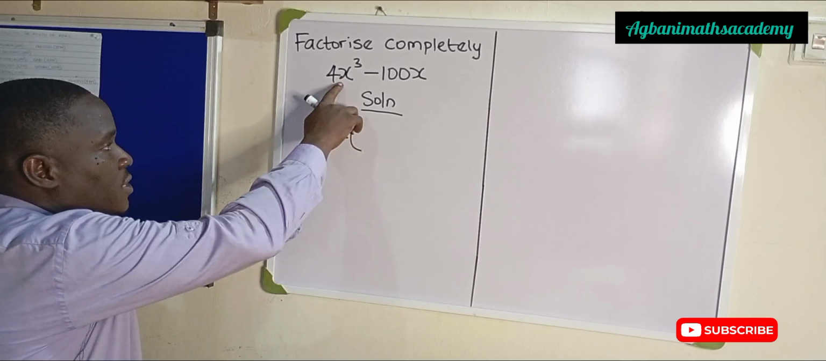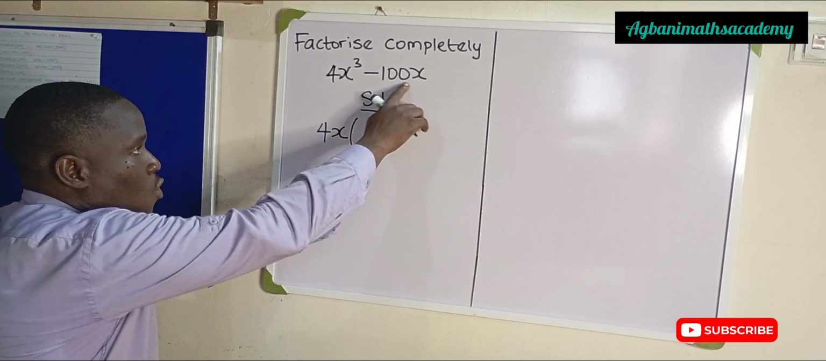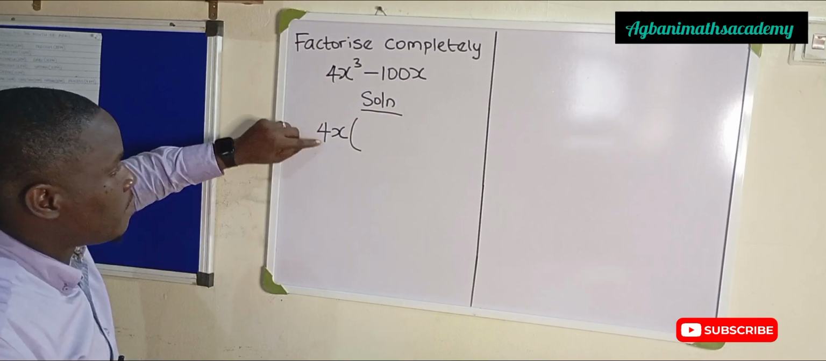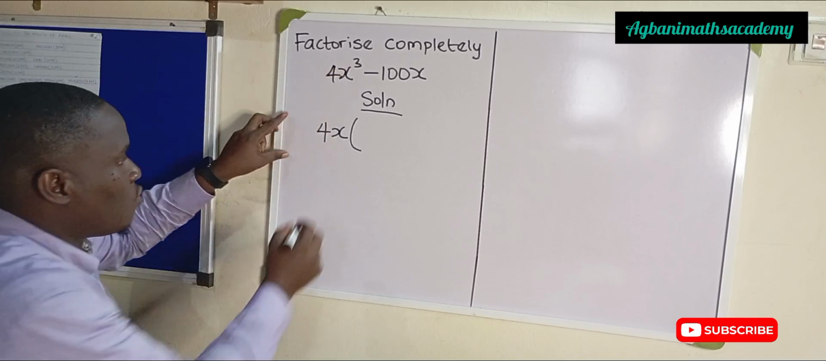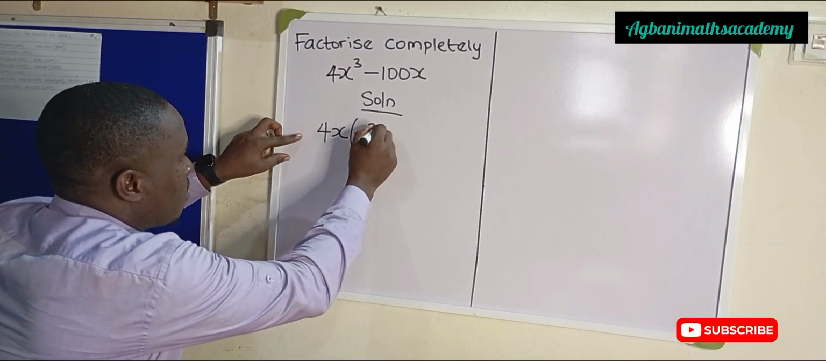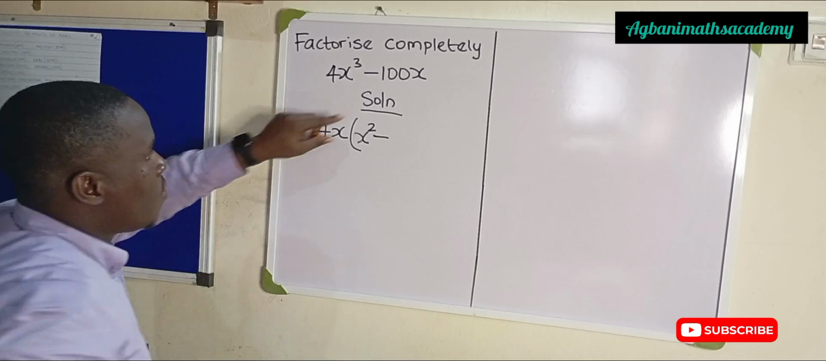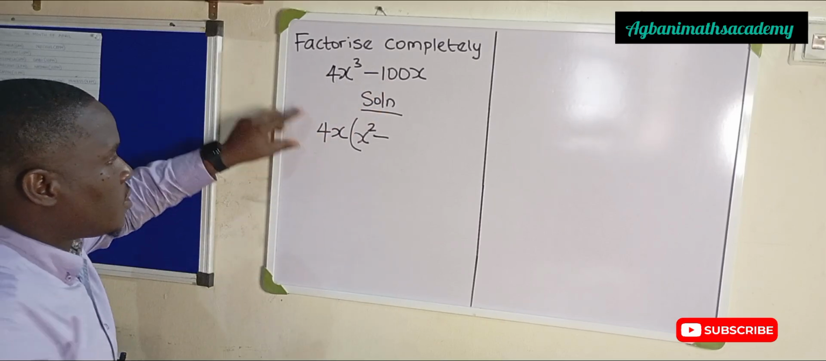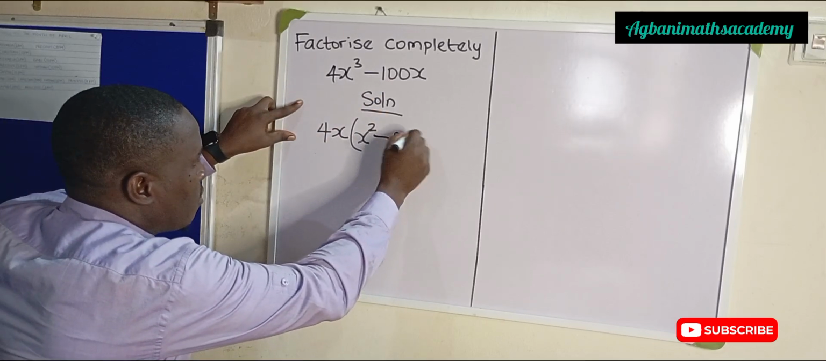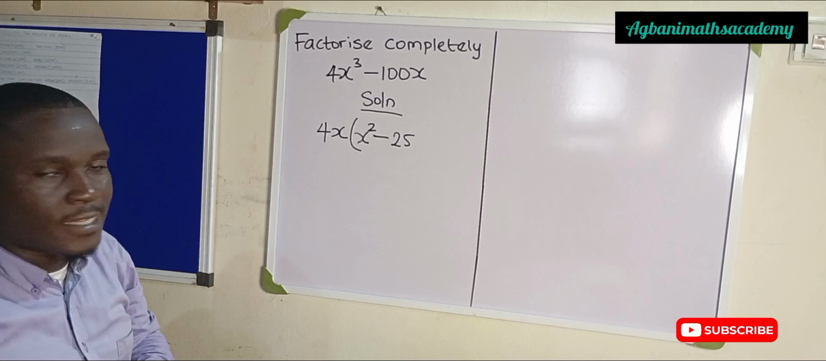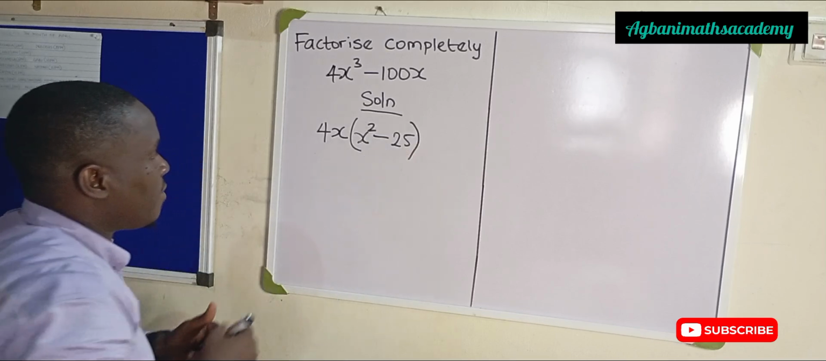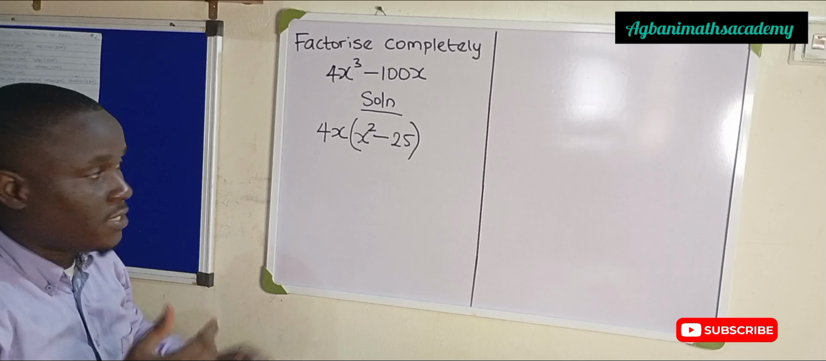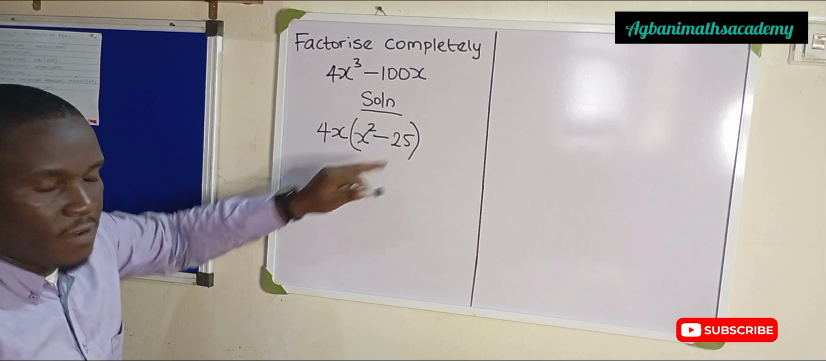The value here will be divided by this, and this will also be divided by this. So 4 divided by 4 is going to give us 1. x cubed divided by x is going to give us x squared. Minus 100 divided by 4 is going to give us 25. And then x divided by x will cancel out. So at the end of the day, we have 4x parentheses x squared minus 25.